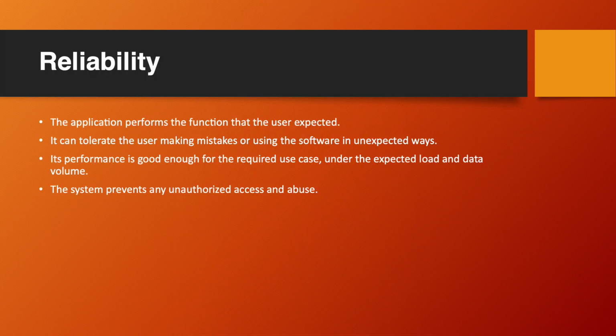So, reliability. Everybody has an intuitive idea of what it means for something to be reliable or unreliable. For software, typical expectations include: the application performs the function that the user expected. It can tolerate the user making mistakes or using the software in unexpected ways. Its performance is good enough for the required use case under the expected load and data volume. The system prevents any unauthorized access and abuse.